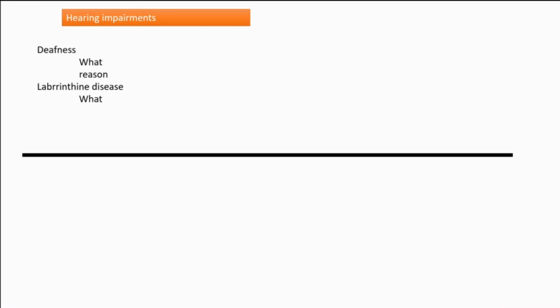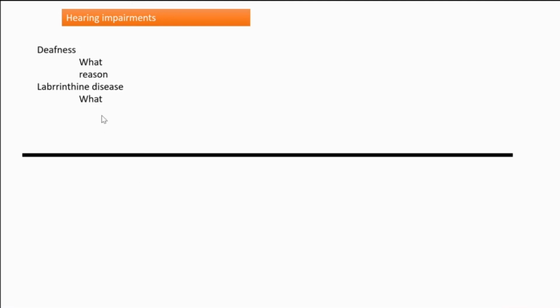And deafness and labyrinthine disease. What is deafness? Deafness means complete inability to hear. And what is the reason for deafness? If a person cannot hear any sound, that means that the person's cochlea is damaged, or his or her auditory nerve is affected. It is not correctable in almost all cases.